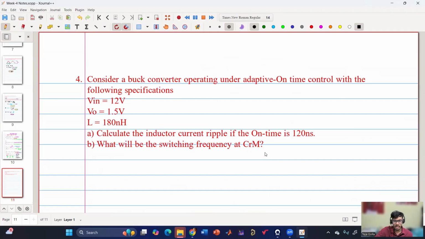So give it a read and then we will see how to solve. I'll give you 1 to 2 minutes. You give it a read and give it a try. Then I will start solving the problem.